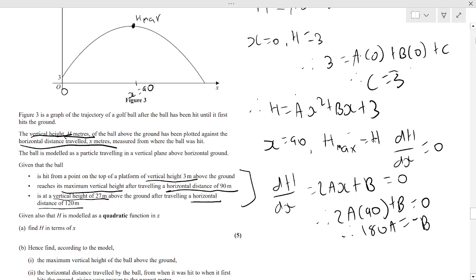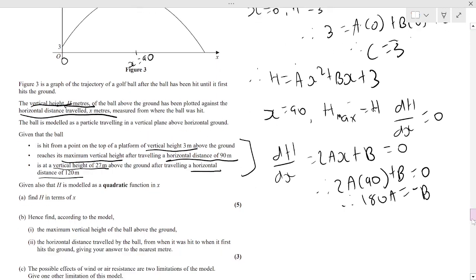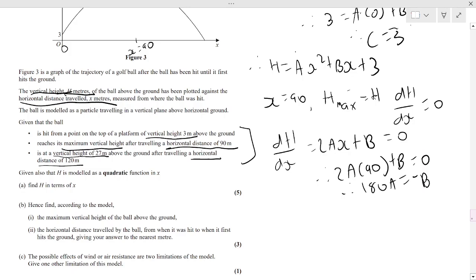Because 2 times 90 is 180, 180a, then I move the b to the other side. Cool, so we've got one equation. Let's see what we can do with the other bit of information. Maybe we get another equation to solve this.